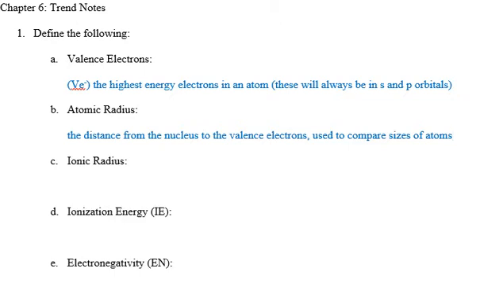So if we're talking about a bigger atom or a smaller atom, we just mean it has a bigger or a smaller atomic radius. Okay, next, ionic radius. It's the same definition as atomic radius, but instead of an atom, we're talking about an ion. And remember, an ion is when it has either gained or lost electrons, and now it has a charge, either positive or negative. So, same definition, but with the word ion. The distance from the nucleus to the valence electrons of an ion. Used to compare sizes of ions.